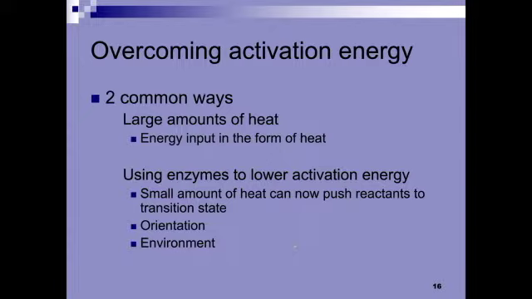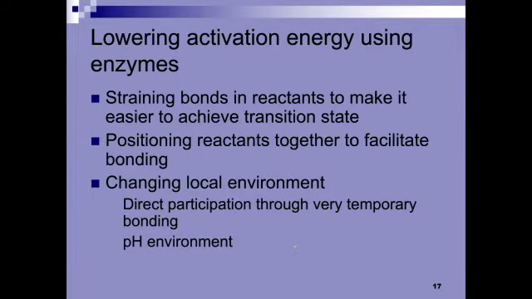We also use enzymes to lower activation energy through orientation. Remember, making these two reactants face each other in the correct orientation. And of course, the environment, like pH or hydrophilic or hydrophobic, that sort of thing. So when they are lowering this activation energy, they're straining the bonds. Remember, that's changing the transition state, the positioning, and of course the local environment. Just repeating those three common ways that enzymes can make reactions move forward and lower activation energy.